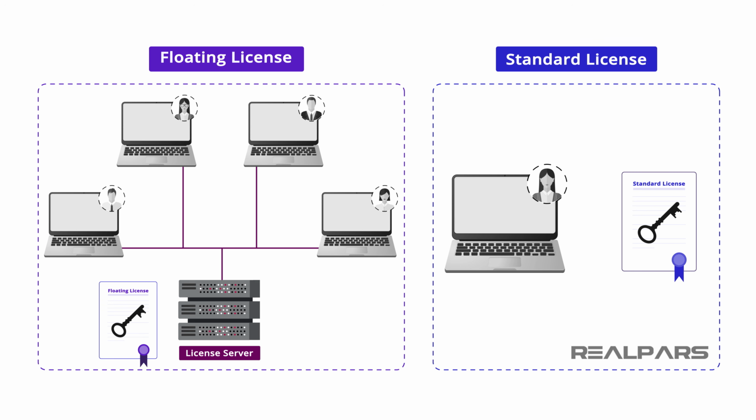So, in summary, a standard license is for the exclusive use of the software, and a floating license is for the shared use of the software, which is often more cost-effective.